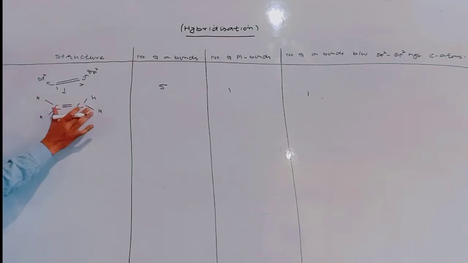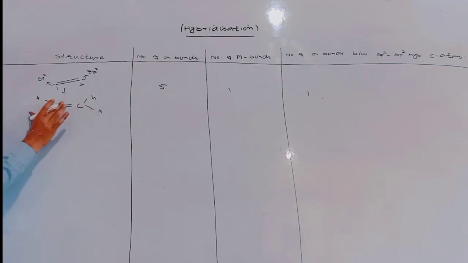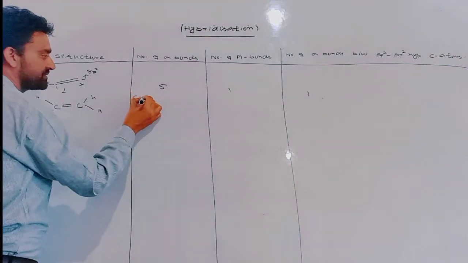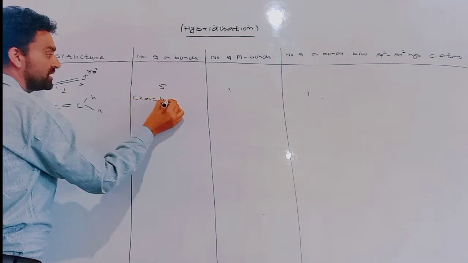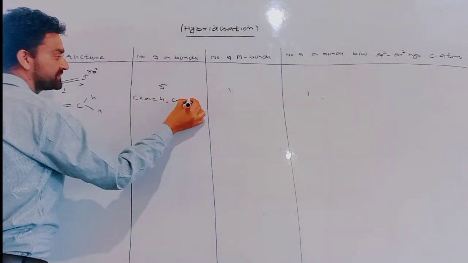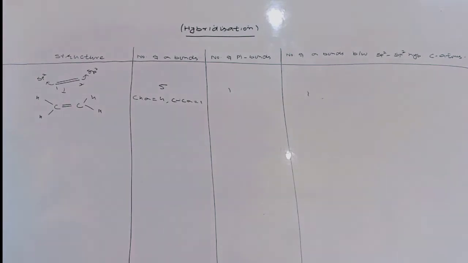How many sigma? 1, 2, 3, 4, 5. How many pi? 1. The number of sigma between sp2 is only 1. Clear? Out of 5 sigma bonds, how many sigma bonds are carbon-hydrogen? 4. Carbon-carbon sigma? 1. Clear? Let me take one more example.